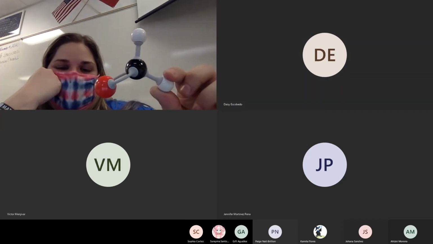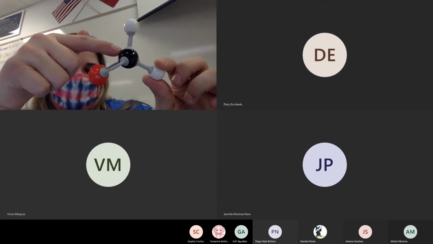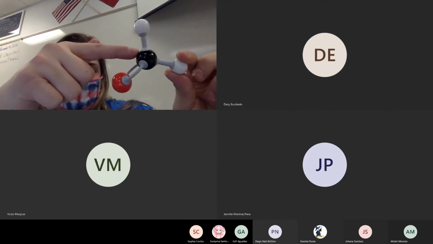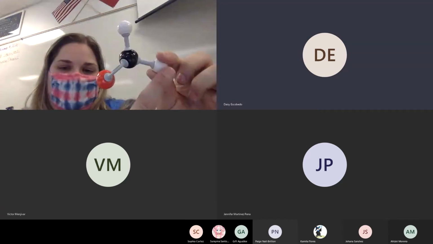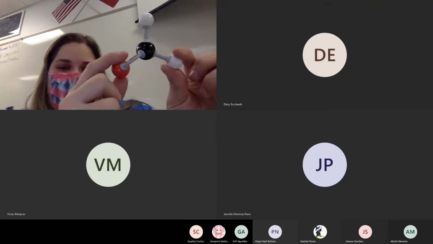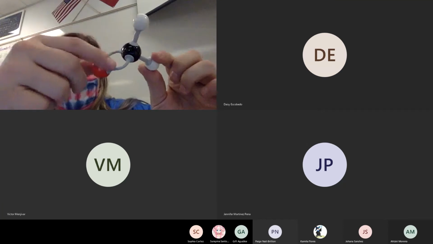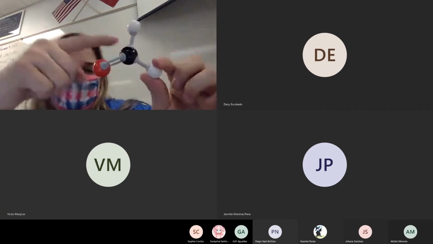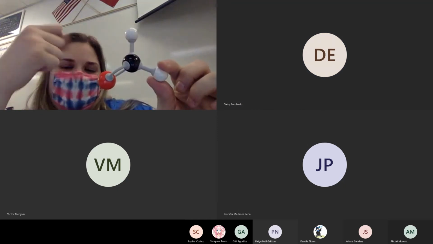Is it? Wait, with the black one, right? So this is the center one, and I'm asking you how many atoms are bonded to it? 4. No, wait, not 4. If I look up here, here's 1, and down here, 2. And then what about this one? That's not 2. This is 1 atom. There's only 1 red atom here. Now, it's a double bond, but it's only 1 atom being connected. So there are 3 atoms connected or bonded to this central atom.